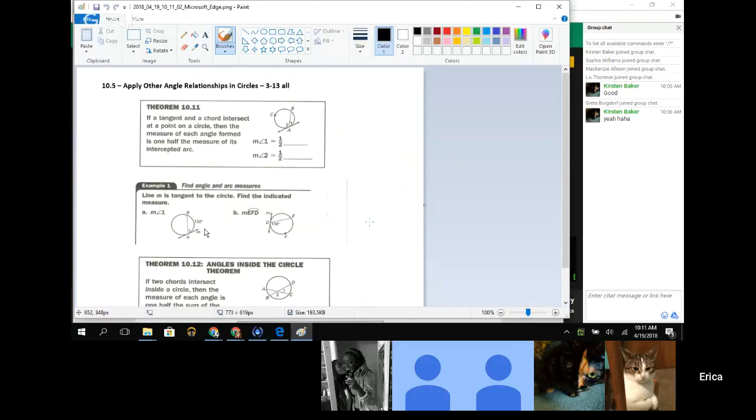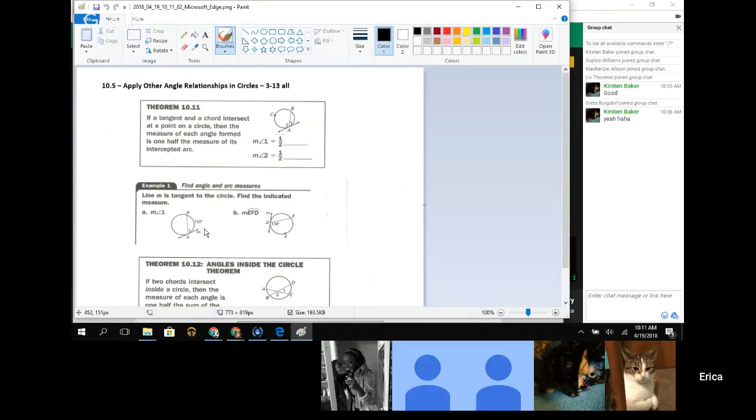Okay, so those two that I just showed you were inside the circle, right? One was a central angle, so it met at the center. One was inscribed, so it's inside the circle. Now we're going to talk about a tangent and a chord, and when they intersect, the measure of the angle formed has a relationship to the arc. So that was a bunch of words, but if you look at this picture here, it will become clear.